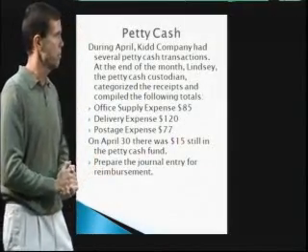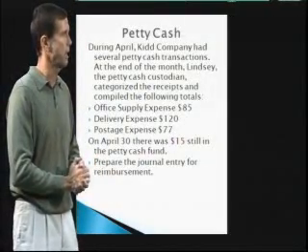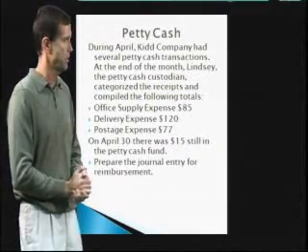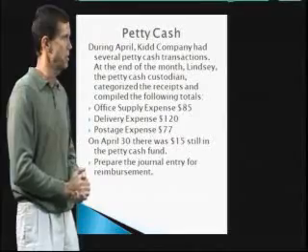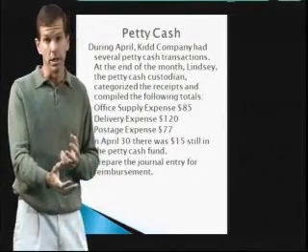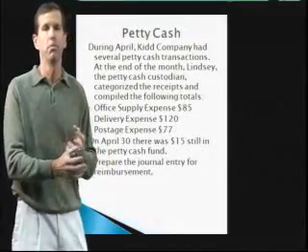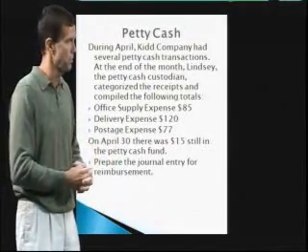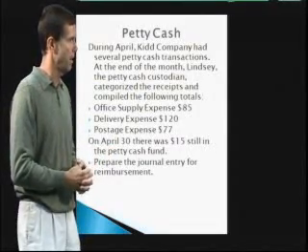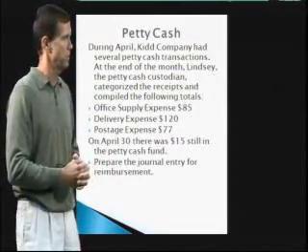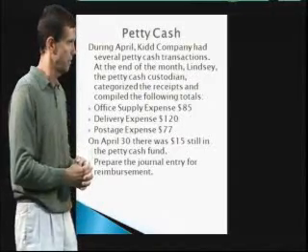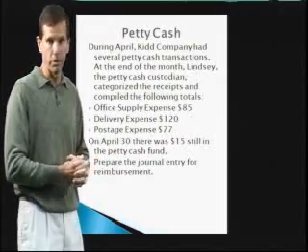As you can see on the next slide, it says during April, Kidd Company had several petty cash transactions. At the end of the month, Lindsay, the petty cash custodian, categorized the receipts and compiled the following totals. Lindsay had many receipts, and she put them into three different categories and added them up. Office supply expense totaled $85, delivery expense totaled $120, and postage expense totaled $77. This is all as of April 30th.